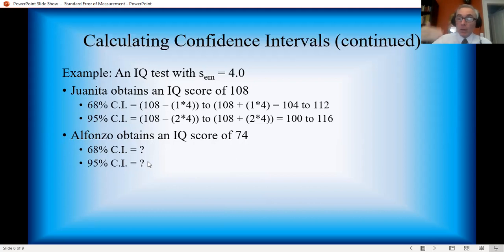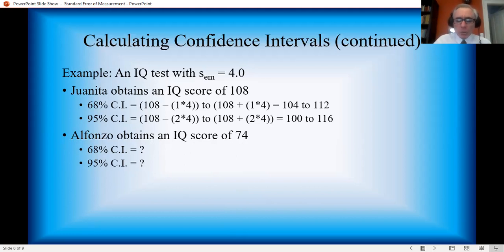95% confidence intervals. Now you have to go out 2 standard errors. That's 8 points away. So notice there's kind of an inverse relationship here, right? The more confident you want to be, the more error is possible, the less sure you are, or the less narrow the range of scores that you're willing to specify is.